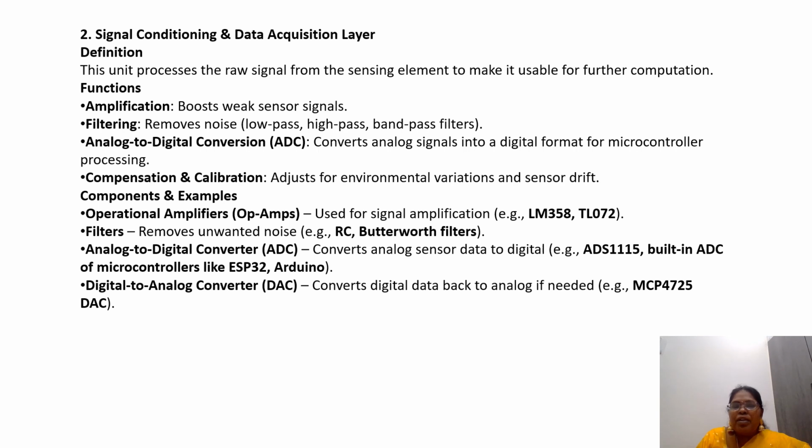Because we are going to send the data to the microcontroller, which accepts only digital data, we need that conversion. And then if there are any variations in the sensor, we need to adjust or calibrate. These are the steps we use for signal conditioning. Data acquisition is acquiring the data from the sensor and doing all these processes. So noise filtering and converting the signal happen in the data acquisition layer.